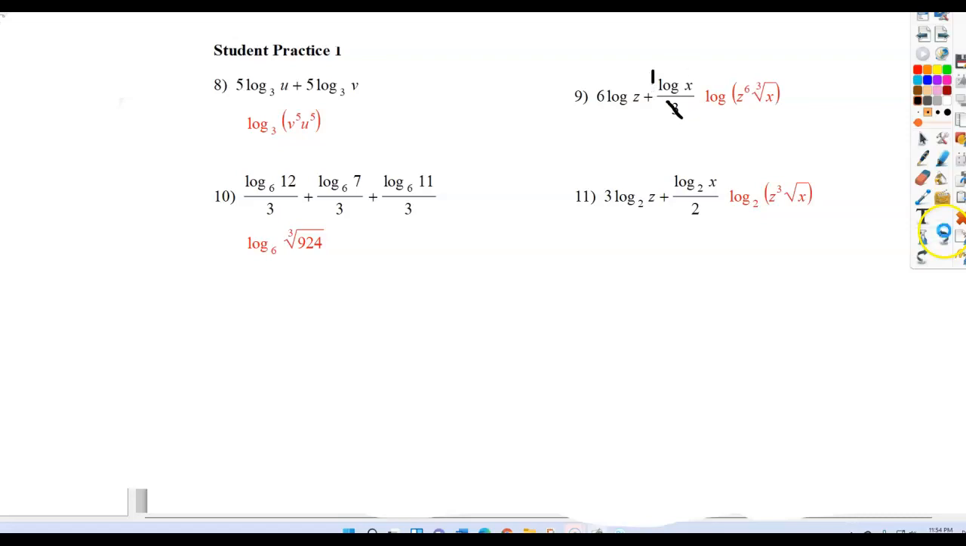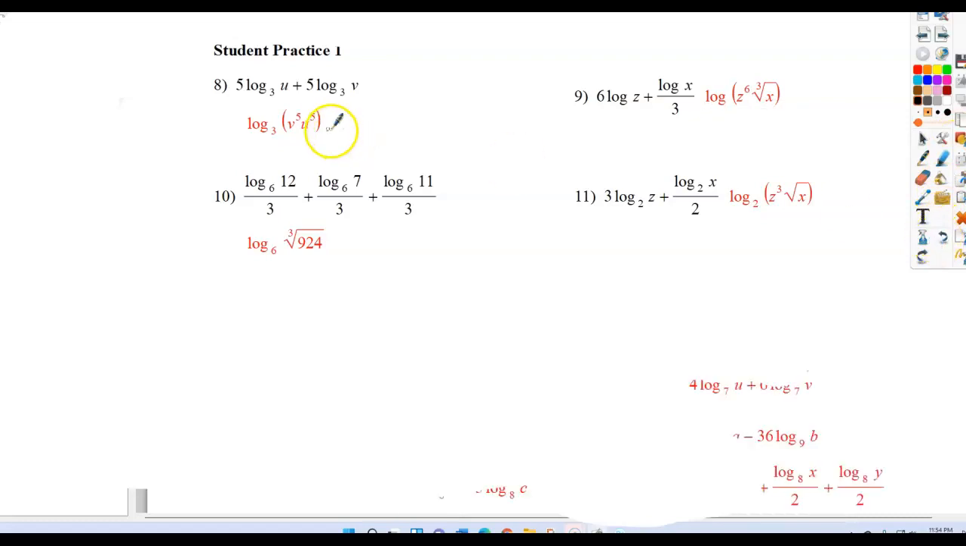And then applying property 2 here, property 3, we can make this z to the 6th power. And since we have, there's our z to the 6th, by the way. And since this is addition, we can rewrite it as one log where those two pieces are being multiplied together.